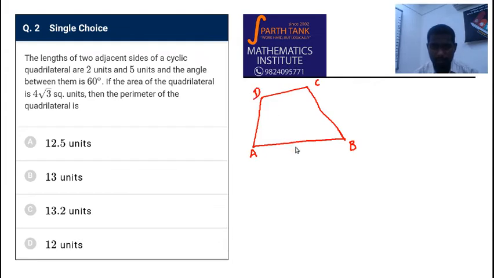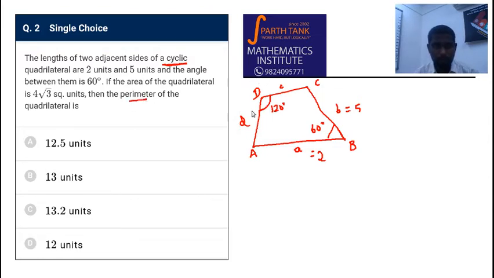Let us give some names to these sides. Let this be A, B, C and D. We are given two adjacent sides are 2 and 5 and the angle between them is 60 degrees. And since it is a cyclic quadrilateral, we know this opposite angle should be 120 degrees. Now we need to find C and D in order to find the perimeter.